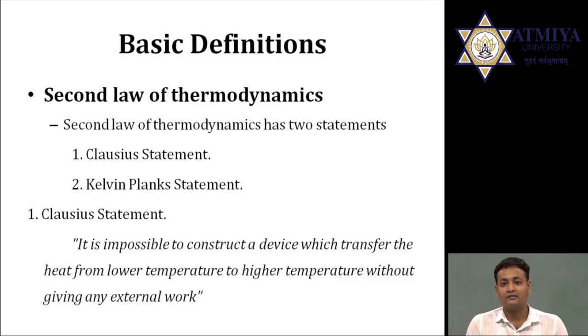Second law of thermodynamics has two statements. First is the Clausius statement, and second is the Kelvin-Planck statement. The Clausius statement says that it is impossible to construct a device which transfers heat from lower temperature to higher temperature without giving any external work.